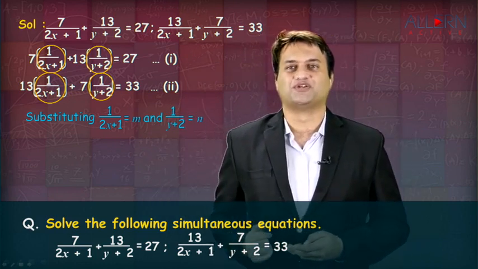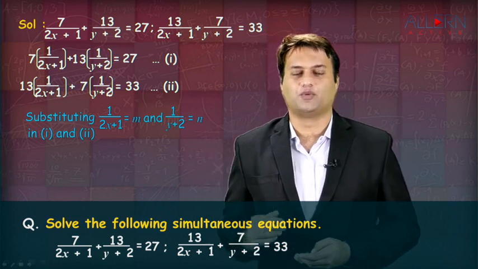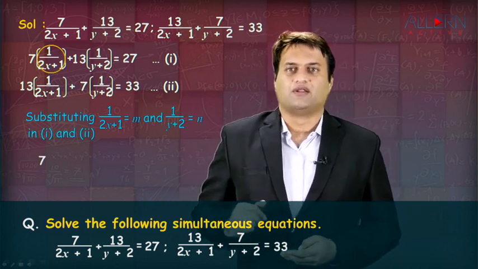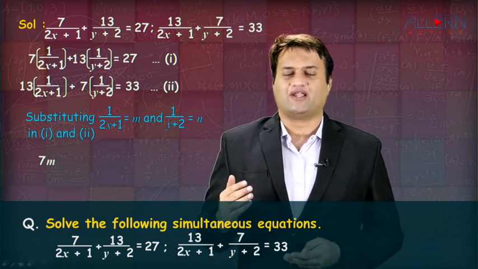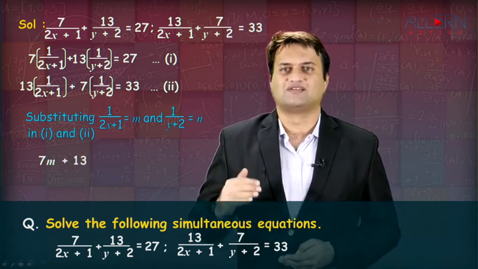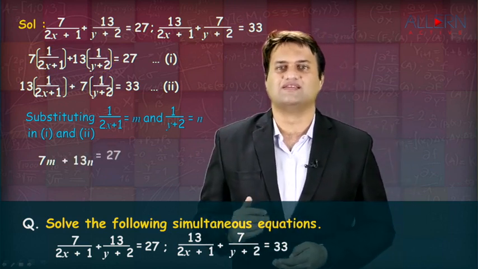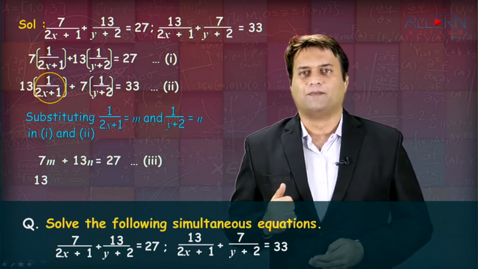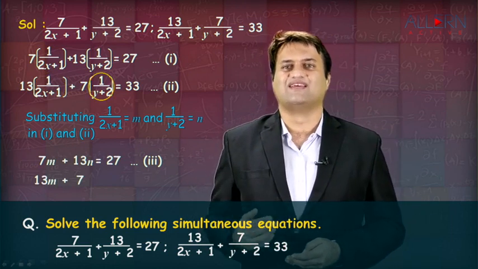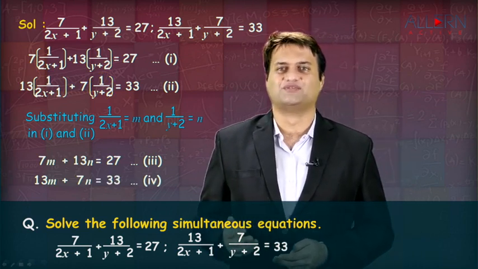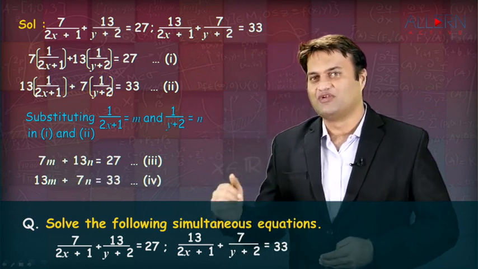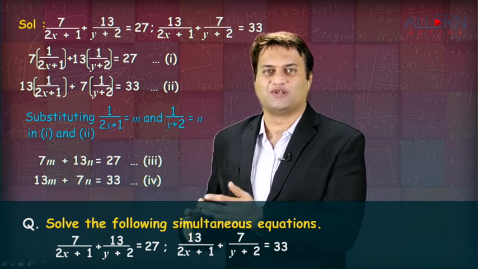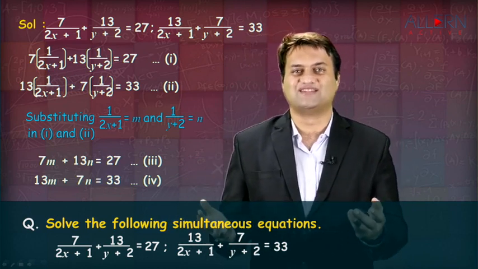Let's do the substitution now, in the first equation. In place of 1 upon 2x plus 1 we write m. So you get 7m plus 13n is equal to 27. Let this be the third equation. 13m plus 7n is equal to 33. Let this be the fourth equation. Now we are getting the third and the fourth equation, the simple two equations which we can easily solve.